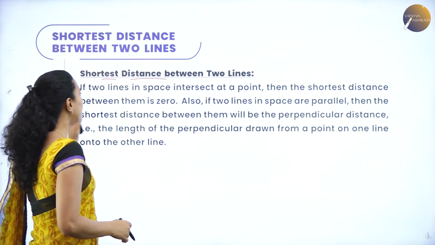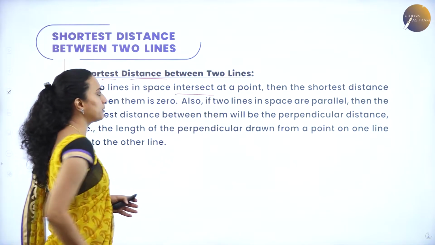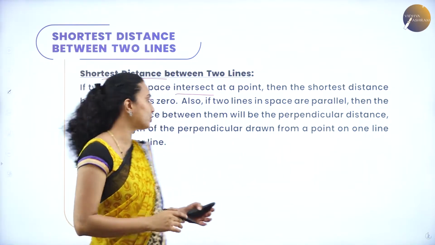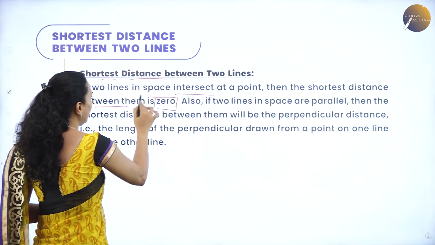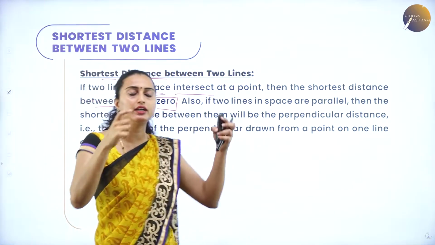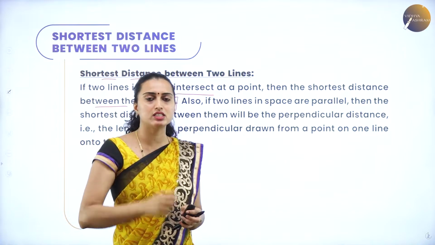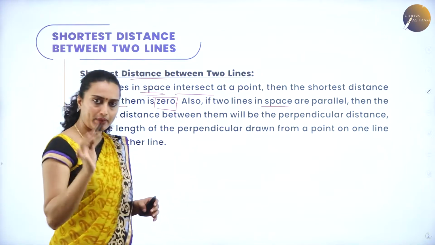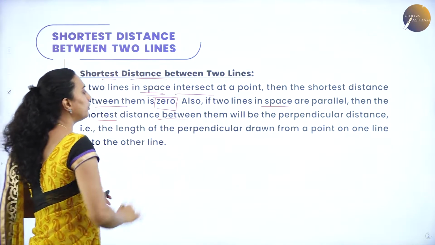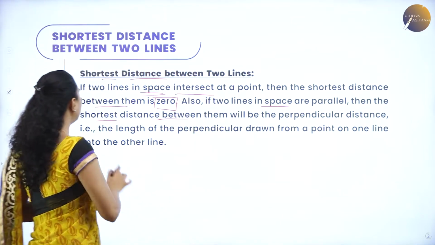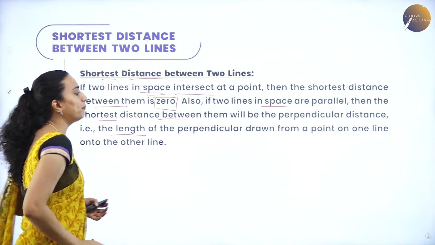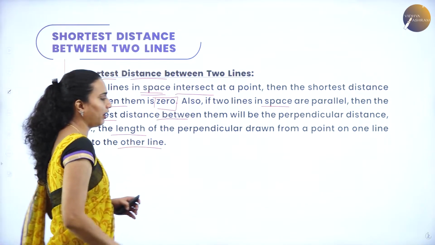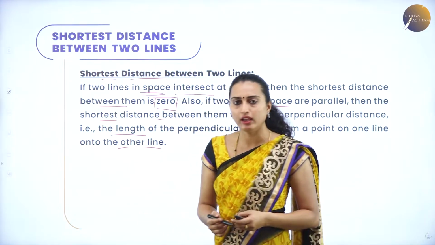Here, if two lines in a space intersect at a point, then the shortest distance between them will be what? 0. This is very important, dear students. So what they have asked: in a space, if lines are intersecting at one point, then the shortest distance between them is 0. Then if two lines in a space are parallel, then the shortest distance between them will be the perpendicular distance, that is the length of the perpendicular drawn from a point on one line onto the other line. This is also very important.